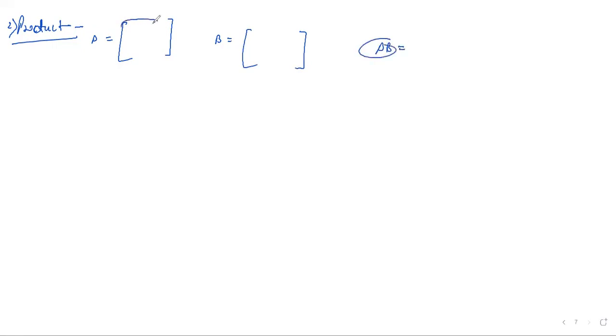Now let's just see about the product of the matrices. What about the product of the matrices? For the product of the matrices to be defined, we have the number of columns of, let's say, matrix A equal to the number of rows of B. I am saying that this is my A matrix and this is my B matrix. For this product AB to be defined, the number of rows in A should be equal to the number of columns in B.